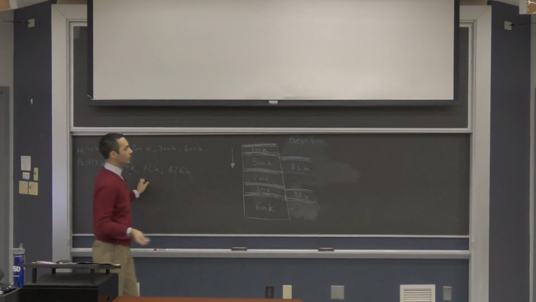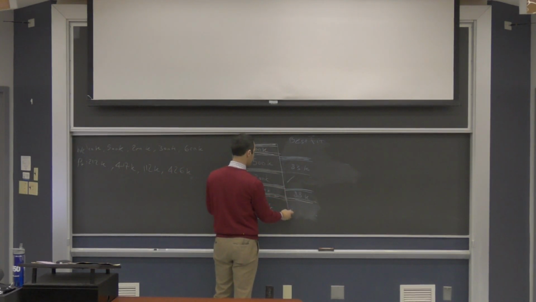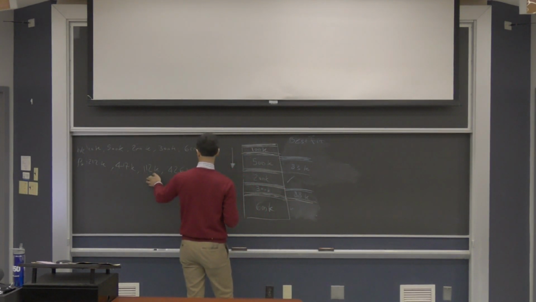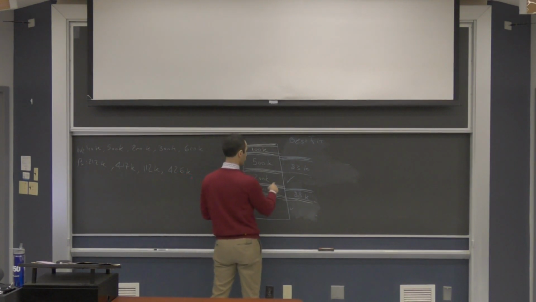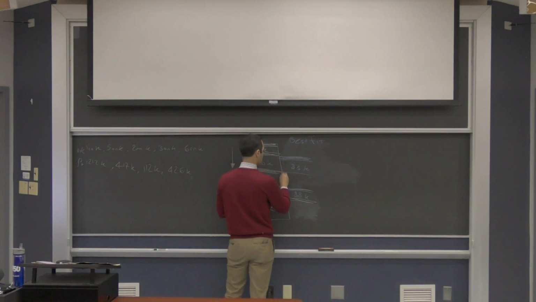Next, 112 comes. It doesn't fit in here, it doesn't fit in here, it fits in here, it doesn't fit in here, and it fits in here. So 112K will be assigned to this one, because this is smaller. So allocate 112. You can also write down the number if you like, that helps.